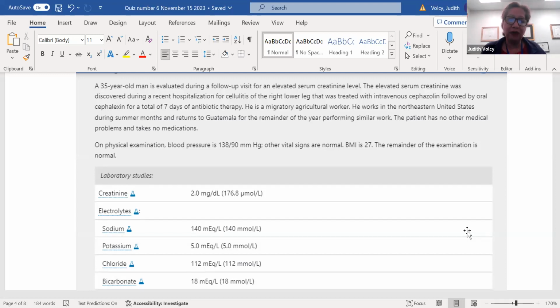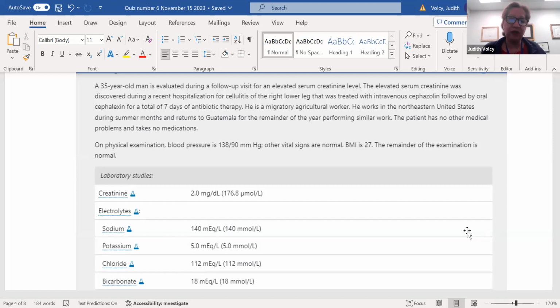He is a migratory agricultural worker. He works in the northeastern United States during summer months and returns to Guatemala for the remainder of the year performing similar work. The patient has no other medical problems, takes no medications.